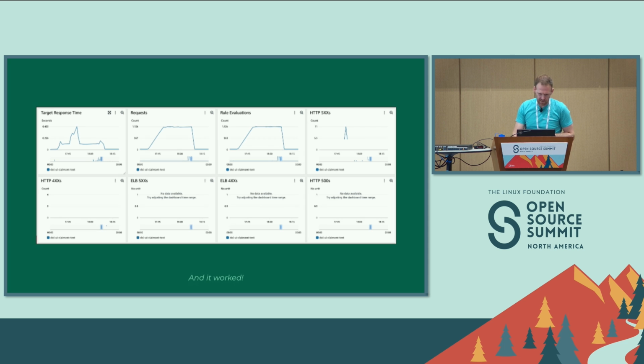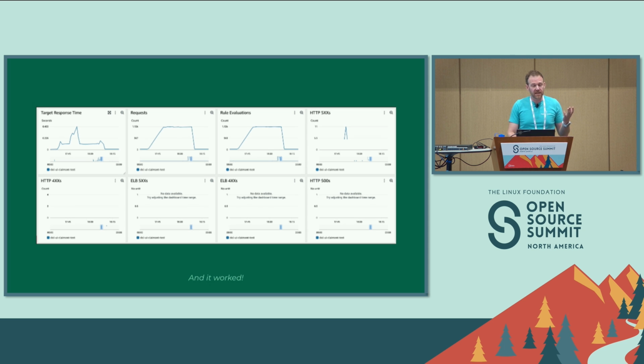And then the last graph, on the top right, is 500 errors. So that's responses from the server that are 500 coded. Those are server error responses. And we had a few of those during that first test. But overall, things are looking okay. You know, this is not a super unhealthy system.